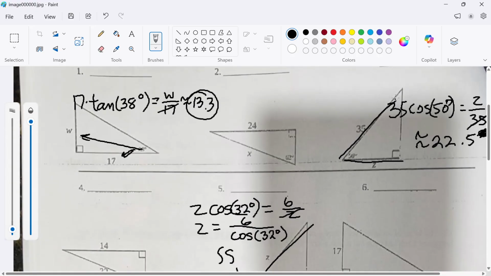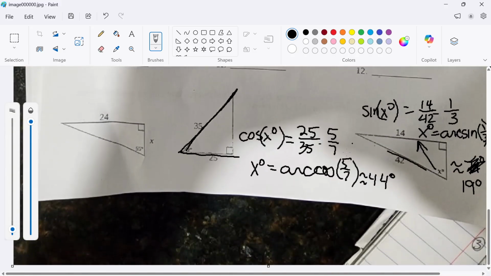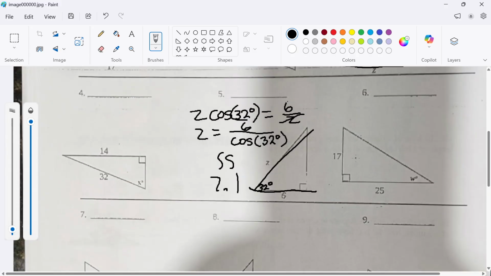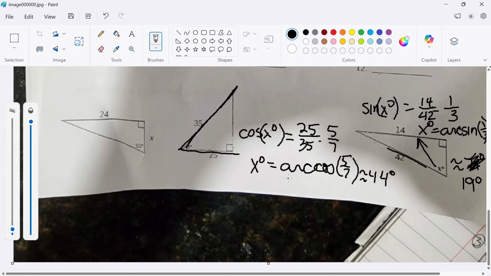And that's it. That's how to use these trigonometric ratios. If you're looking for the angle, you're going to have to use arc sine, arc cosine, arc tangent. If you're looking for the side, you just use sine, cosine, or tangent. If you're looking for the angle, you're going to use arc cosine, arc sine, arc tangent.